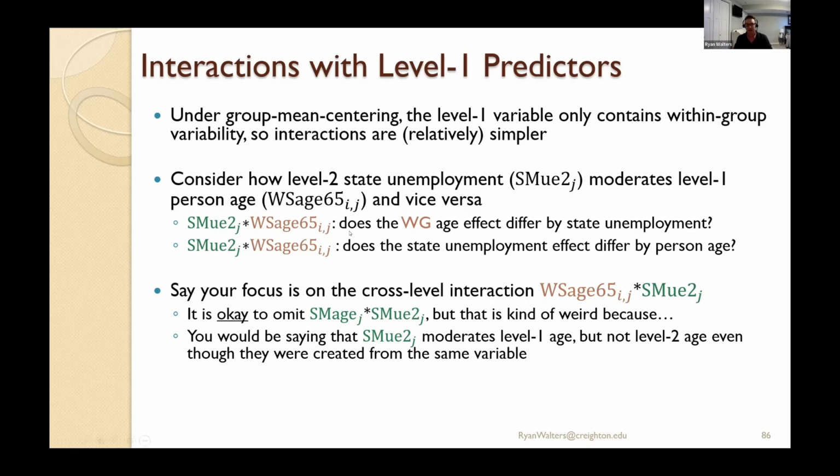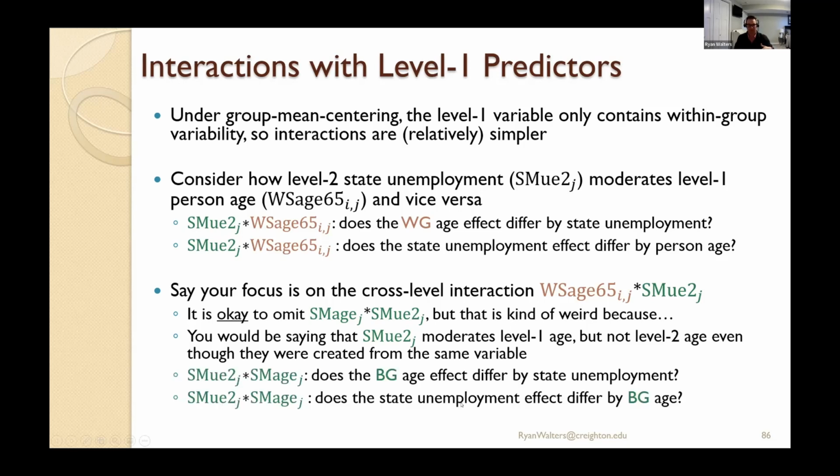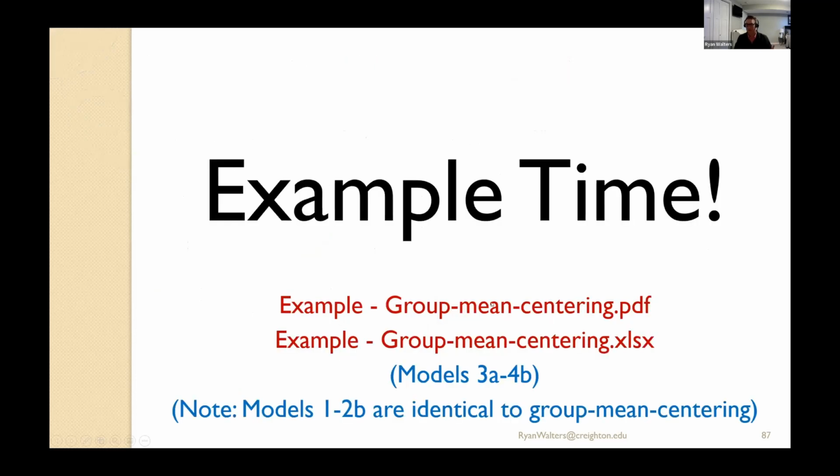So the way I go about something like this in my modeling would be I would include this cross-level interaction, but also include the level 2 interaction between the level 2 age and level 2 unemployment, even if the focus is here. Doesn't have to be. Again, this cross-level interaction and this level 2 interaction are not correlated at all. There's no unique effects, there's no controlling, nothing. And that's it for group mean centering.